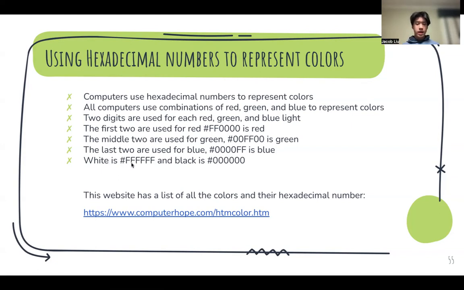White is FFFFFF, because white light is a combination of every light, and then black is 000000, because black light is the absence of light. There's no light, so that's black. And you can see that a bunch of websites have hexadecimal colors.